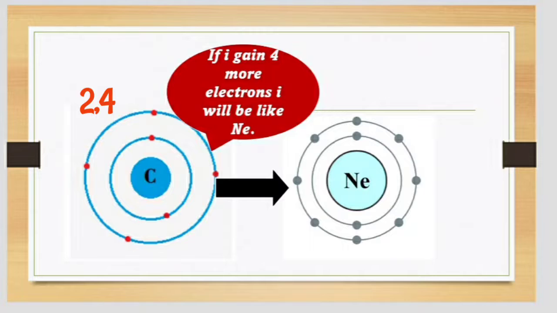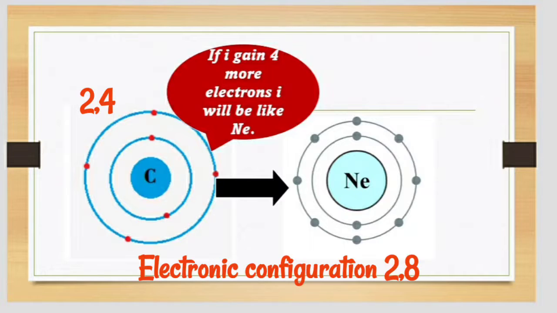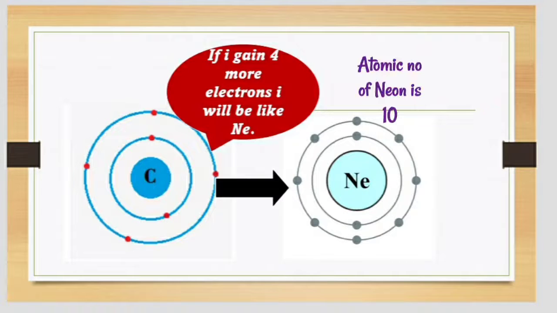As we know, the electronic configuration of carbon is 2, 4. So it needs 4 more electrons, right? So if it gets 4 more electrons, it will be 2, 8. And do you know whose configuration is 2, 8? It is neon. We know that to attain stability, carbon needs to have the noble gas configuration. So if it gains 4 more electrons, it will be like neon.